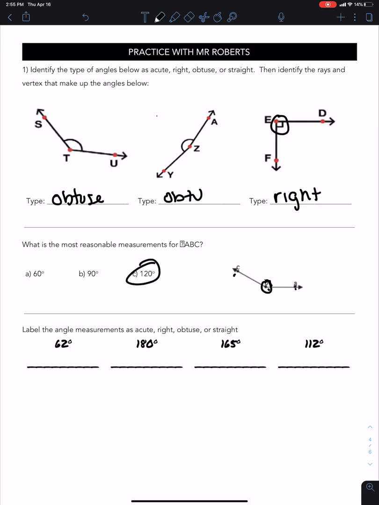And it says label the angle measurements as acute, right, obtuse, or straight. So this would be acute because it's less than 90. This would be straight because it's 180 exactly. This one right here is between 90 and 180, so that means it's going to be obtuse. And then this one here is 112 degrees, so that means it is also obtuse.